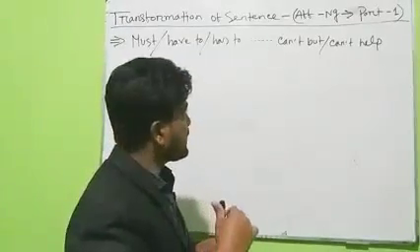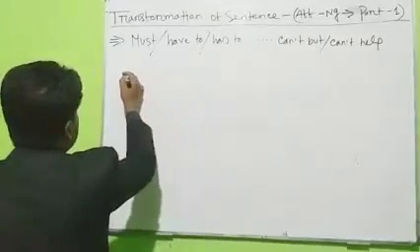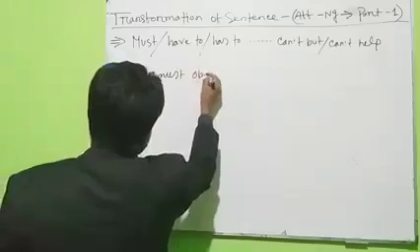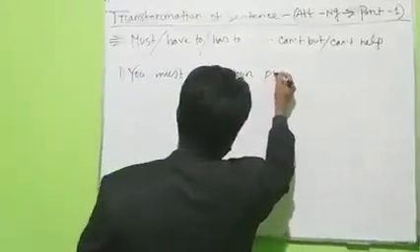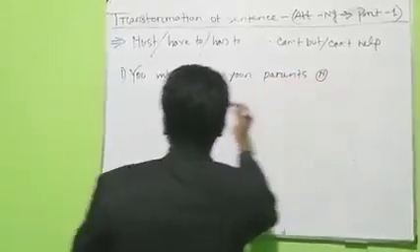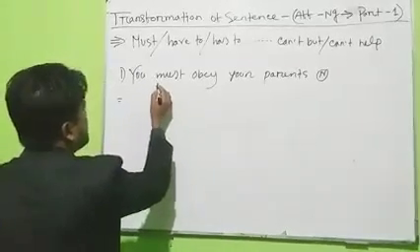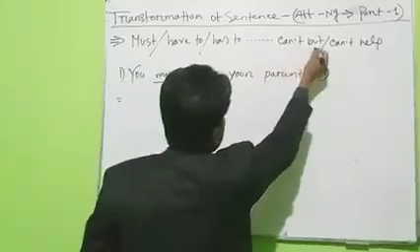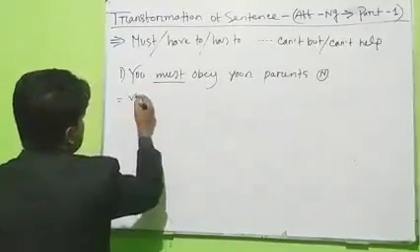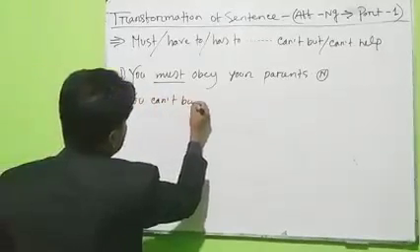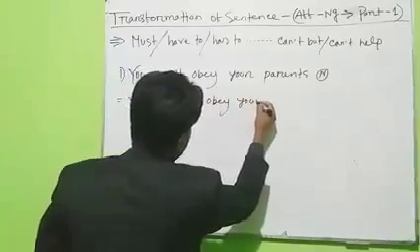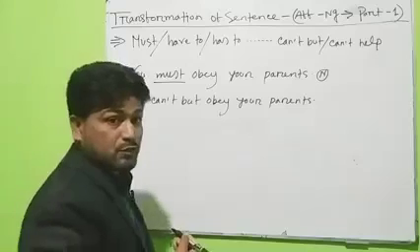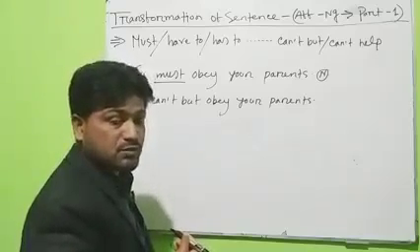Okay, dear learners, to better understand, I am giving some examples. The first example, you must obey your parents. You have to make it into negative. Dear learners, look at the sentence. There is a modal auxiliary verb must here. So to make it into negative, you have to use cannot but. You have to use cannot but instead of must. You cannot but obey your parents. Dear learners, in this way you have to make this kind of affirmative sentence into negative.